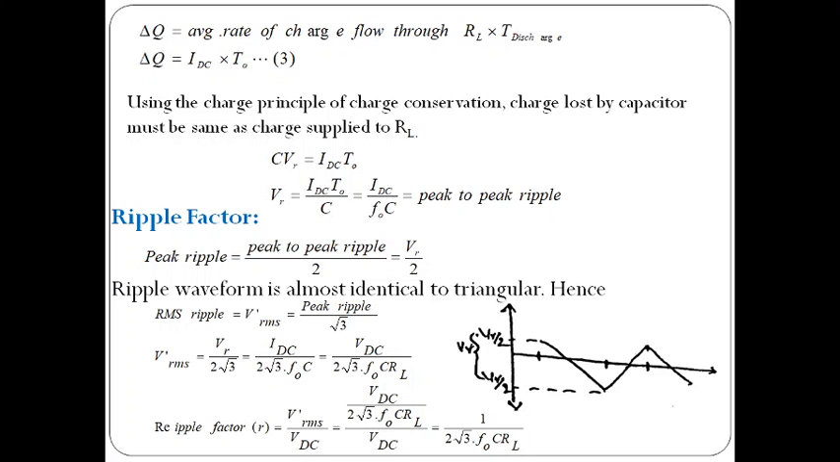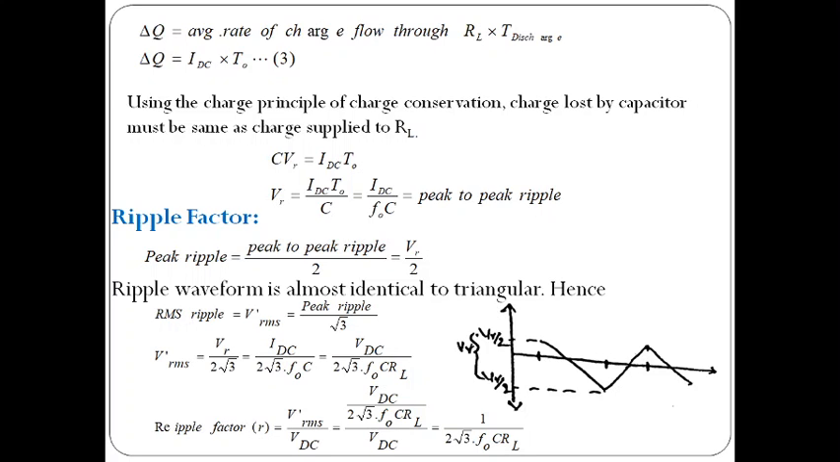In this peak to peak voltage VR, the peak ripple is equal to the peak to peak ripple voltage by 2, so it is VR by 2. The ripple waveform is almost identical to a triangular waveform. So we can say the output of the capacitor filter is almost a sawtooth or triangular waveform, and we are considering it as a triangular waveform to analyze easily.